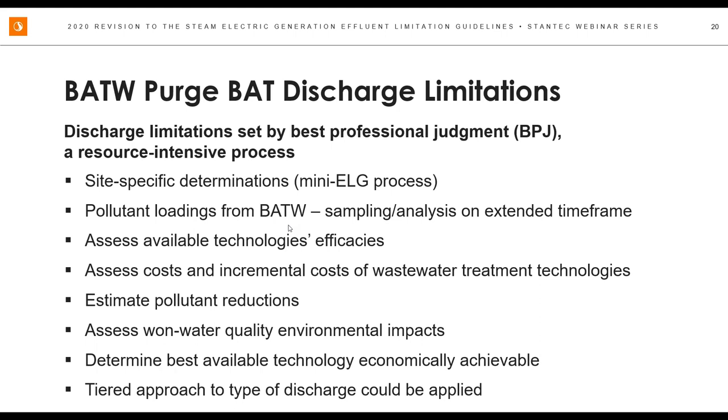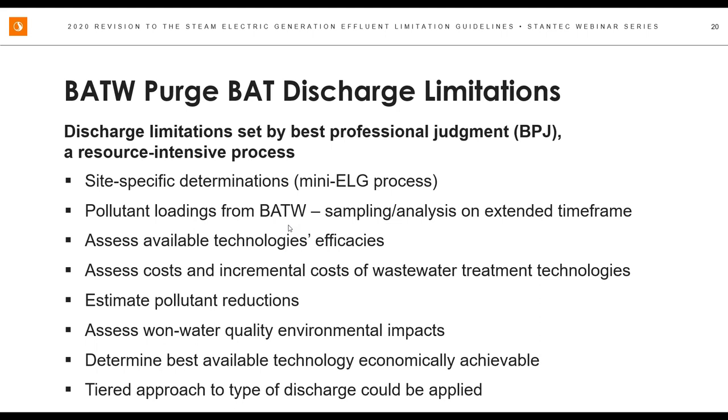Assess available technology efficiencies, assess cost and incremental costs of wastewater treatment technologies, estimate the pollutant reductions, assess non-water quality environmental impacts, determine best available technology economically achievable, and a tiered approach to type of discharge that could be applied. This is once again going through the whole process for a specific site that the federal government took quite a bit of time and resources to accomplish.